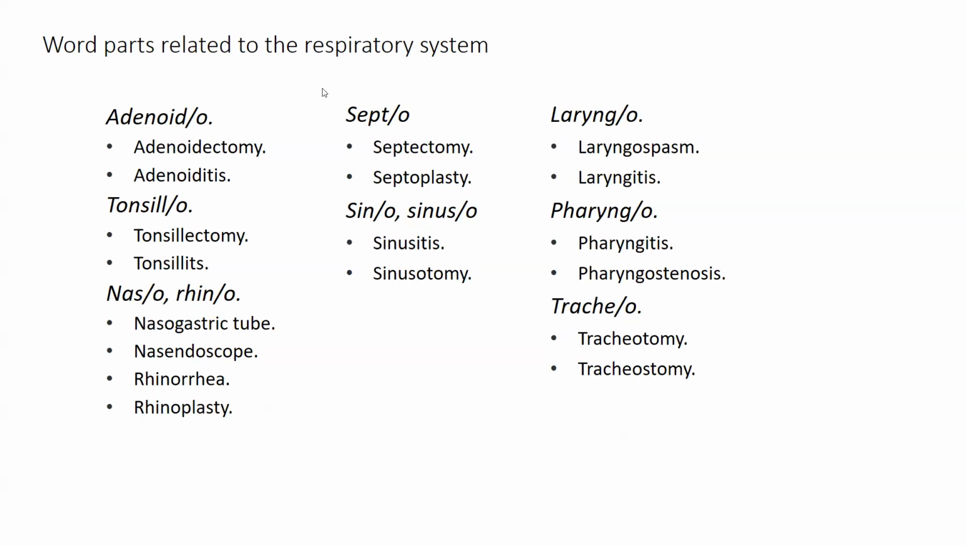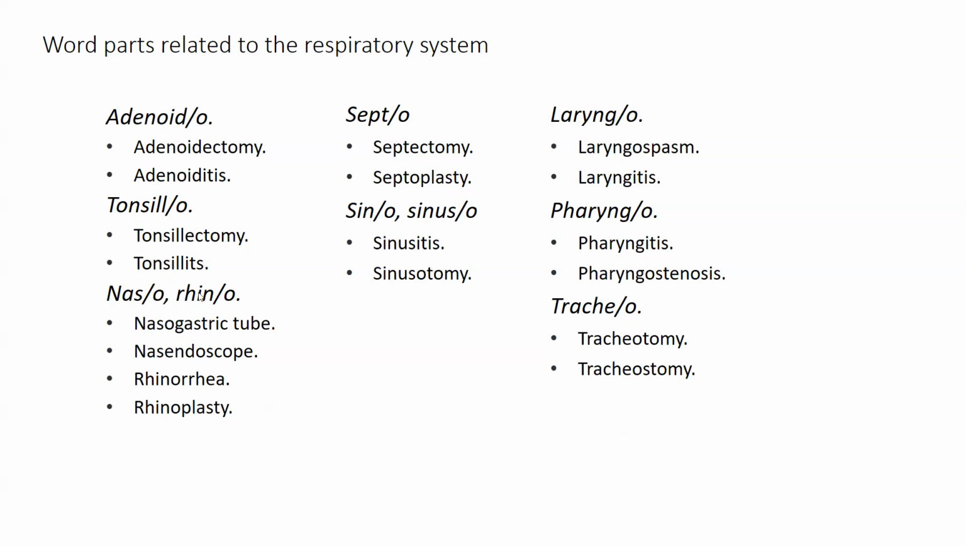So, word parts related to the respiratory system. Adenoido, literally this means looks like a gland, and that refers to those pharyngeal tonsils. So an adenoidectomy is removal of those tonsils, and adenoiditis is an inflammation of those pharyngeal tonsils. We saw tonsillo already. It means any of the tonsils. So a tonsillectomy is removal of them. Tonsillitis would be an inflammation of them.